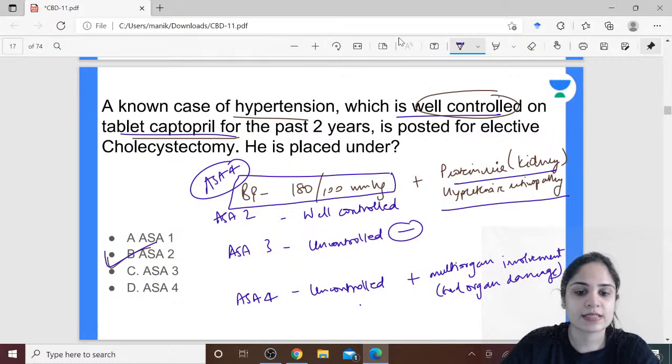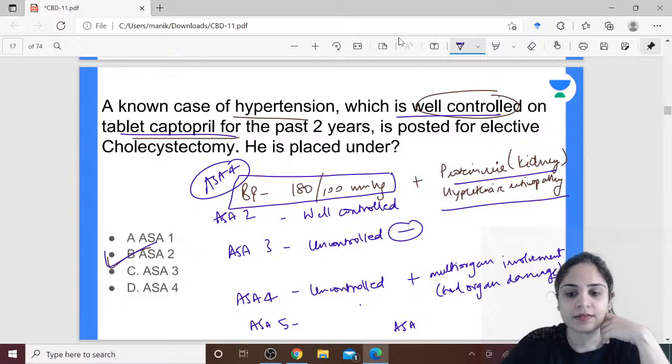Okay. What is ASA classification 5 and ASA 6? Anyone?